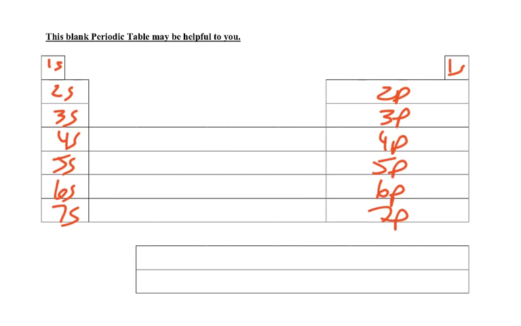The D's start with 3, so 3D, even though it's between two 4s. 4D, 5D, 6D. And then the F's down here, which fit right in here. The F's start with 4s, so 4F, 5F. So we can just memorize that if you want.